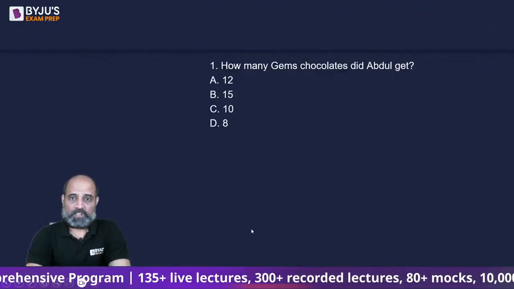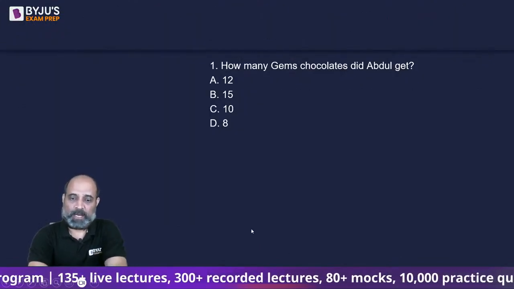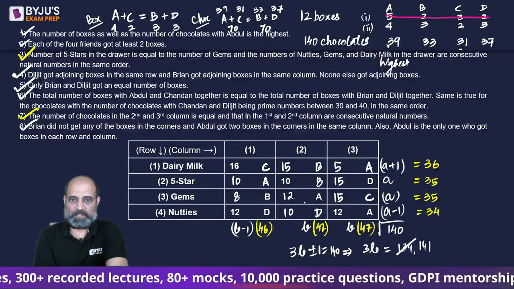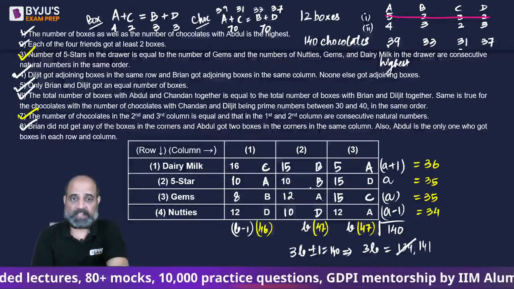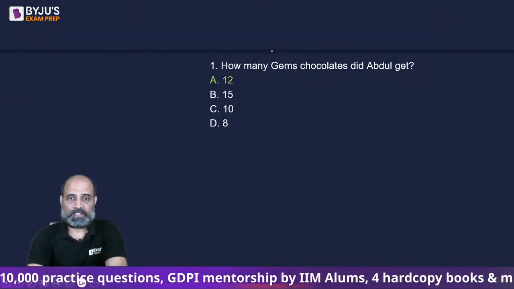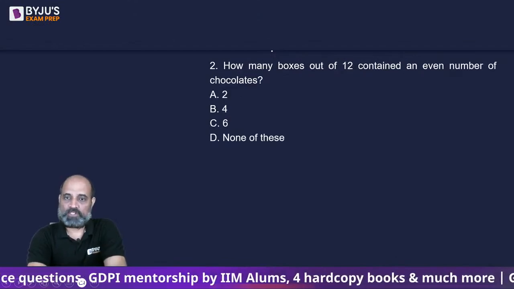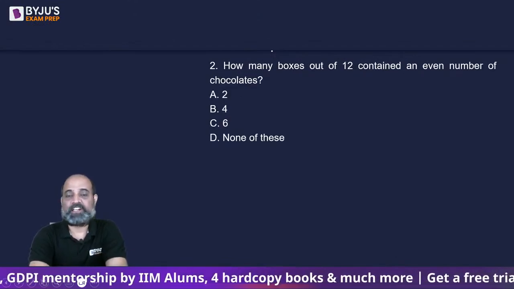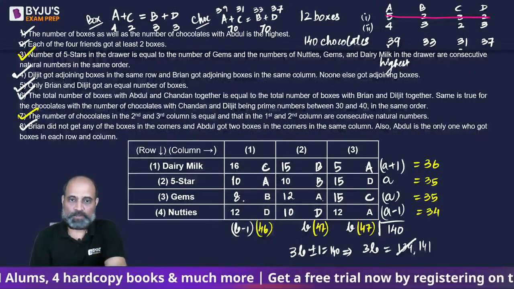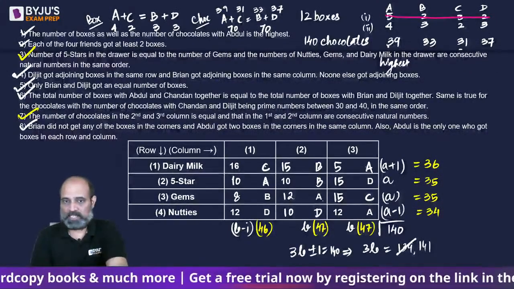Okay. So how many Gems chocolates did Abdul get? Abdul gets Gems. Abdul got 12 in Gems, right? Third row, second column. So it's going to be 12. Okay. How many boxes out of 12 contain an even number of chocolates? Even number of chocolates: 1, 2, 3, 4. First row, first column, all of them.